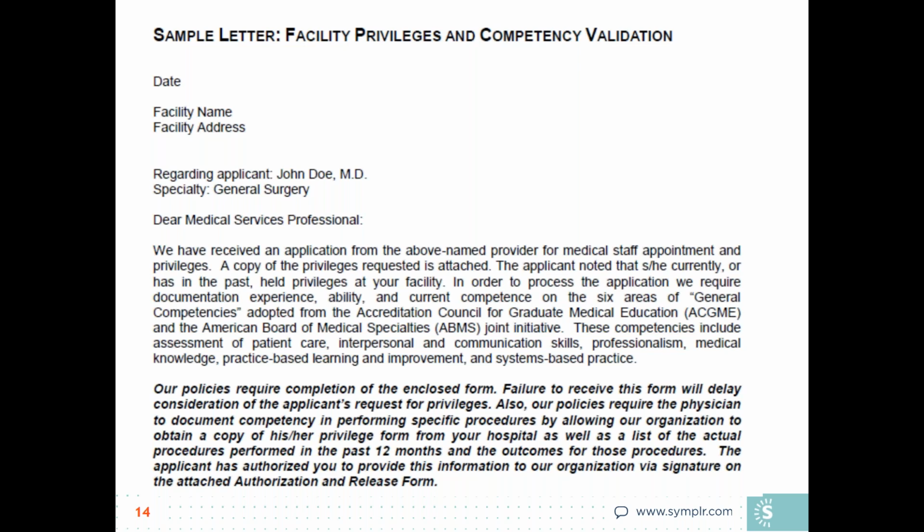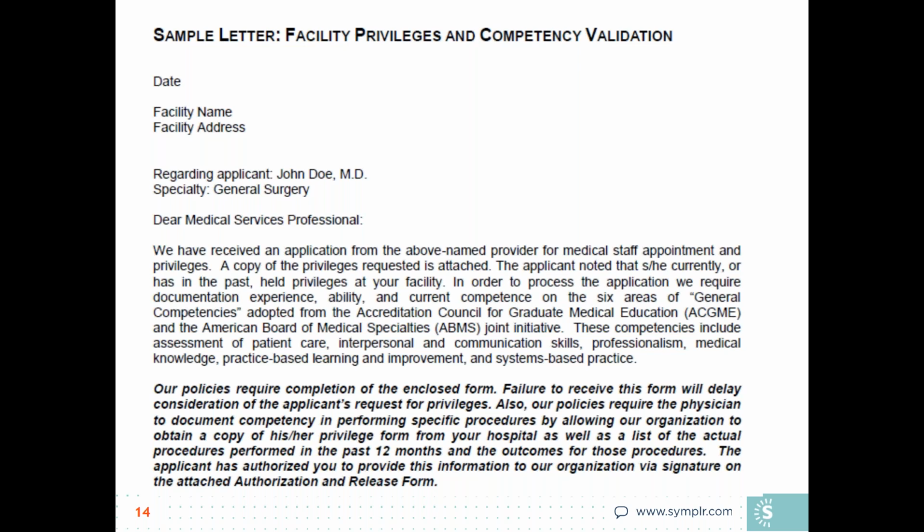But remember, when you look back at those CMS regs, they did say that we needed to have documented experience. So what we try to get, instead of just a form letter, is something more substantive. So we ask them to provide more information than that. We want to get a list of the specific procedures that they're doing, or get a copy of their privilege form, and any outcomes if they can provide that to us.